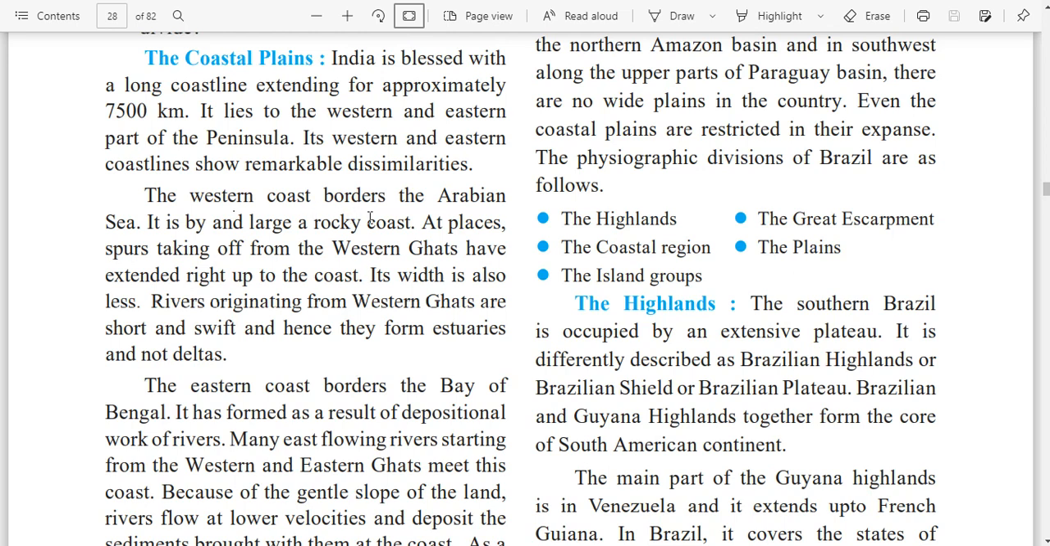The western coast borders the Arabian Sea. It is by and large a rocky coast. In places, spurs taking off from the Western Ghats have extended right up to the coast. Its width is also less. Rivers originating from Western Ghats are short and swift, and hence they form estuaries and not deltas.